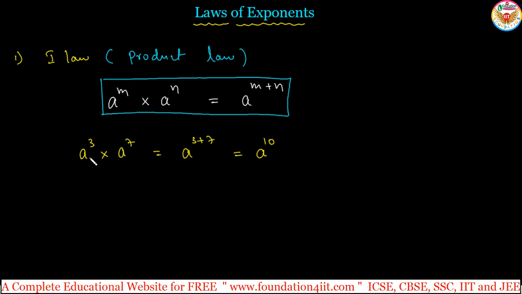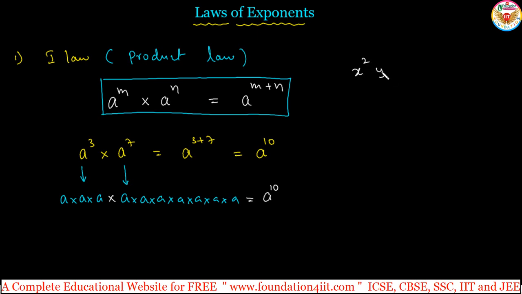Obviously we get this, because a to the power 3 is nothing but a multiplied 3 times, right? Into a power 7, which is again a multiplied 7 times, with a multiplication sign in between them. Overall, if you observe, it is a to the power 10, a total of 10 times. So obviously a power m into a power n is equal to a to the power m plus n. Remember, using this we can do a few more examples.